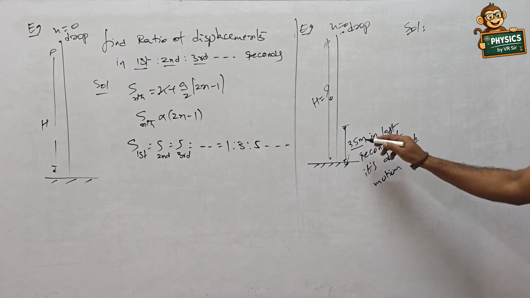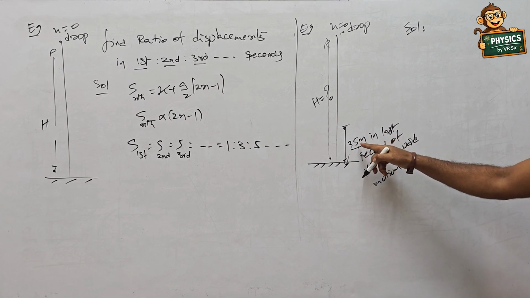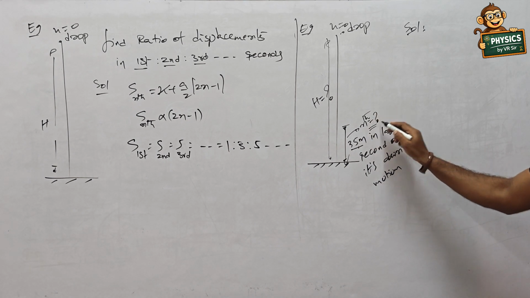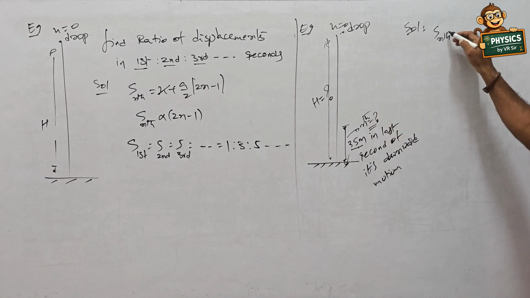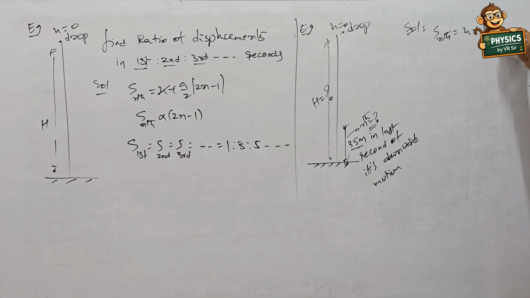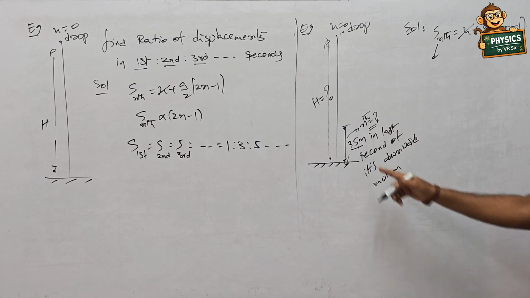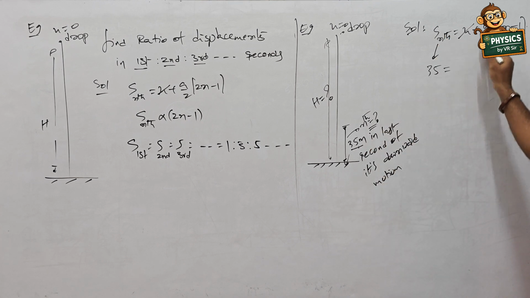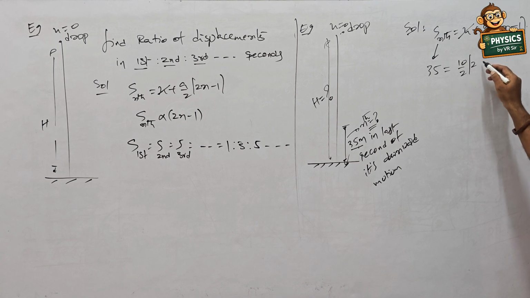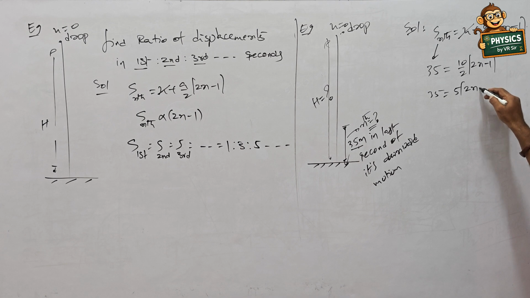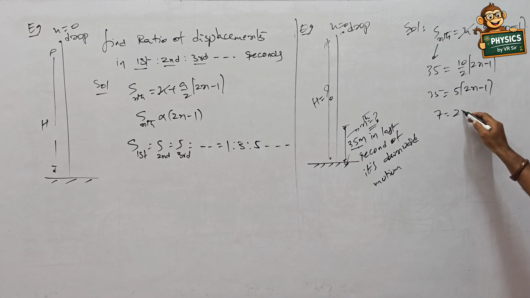That is the question. Now let's take the last second as some nth second, we don't know what it is. What is the formula for displacement in the nth second? u plus a by 2 into 2n minus 1, right? Now initial velocity is 0, displacement in the nth second we don't know, but the value is given as 35. Now what is a? 10 by 2, that is 5, into 2n minus 1, we don't know n. So 35 is equivalent to 5 into 2n minus 1. This 7 is equivalent to 2n minus 1 because 35 by 5 is nothing but 7.